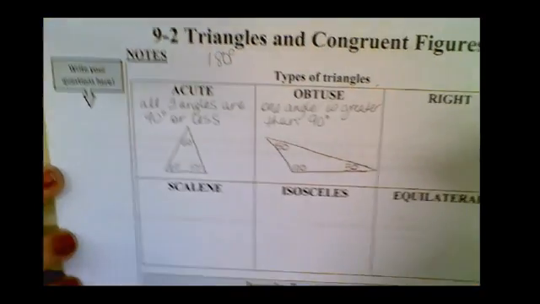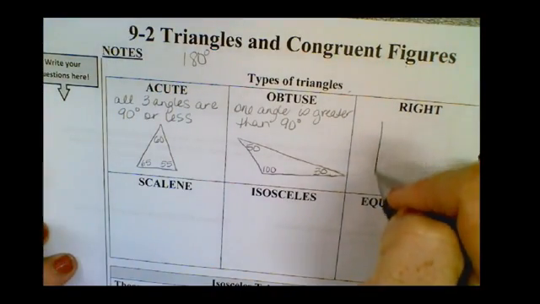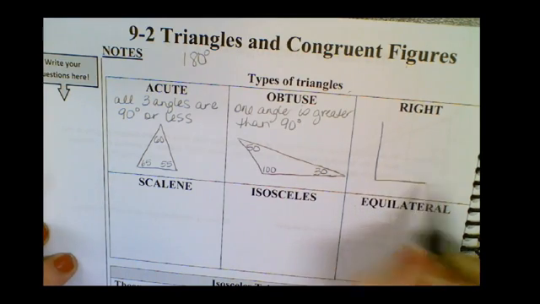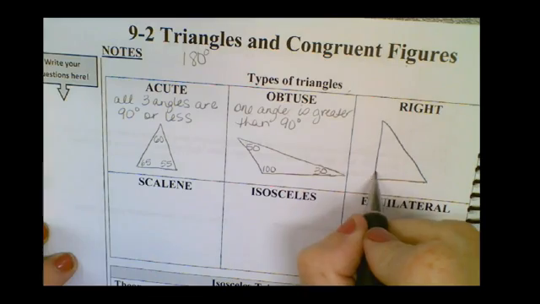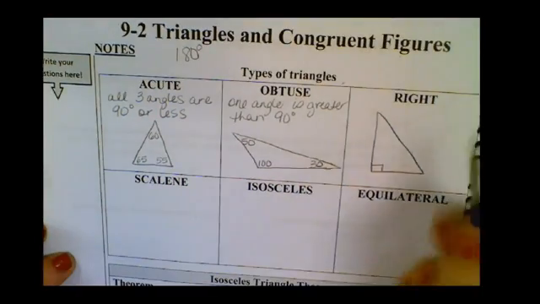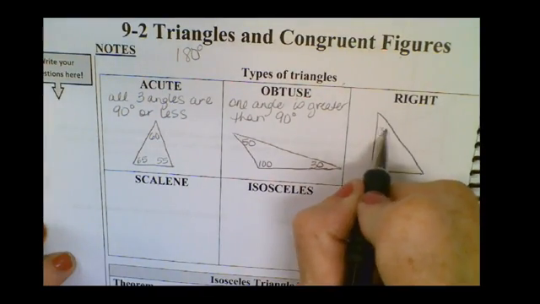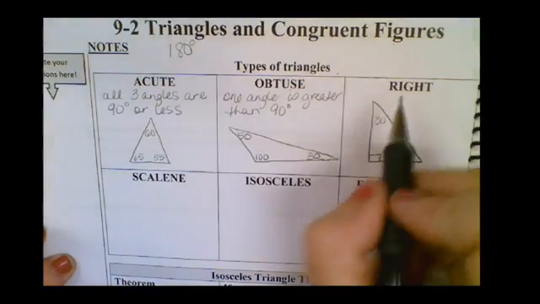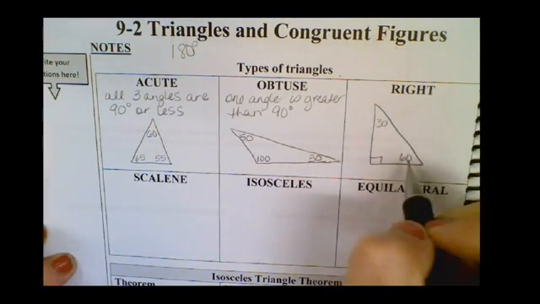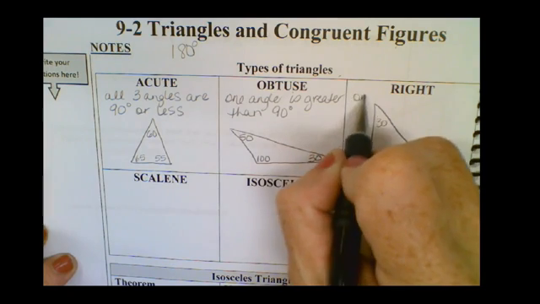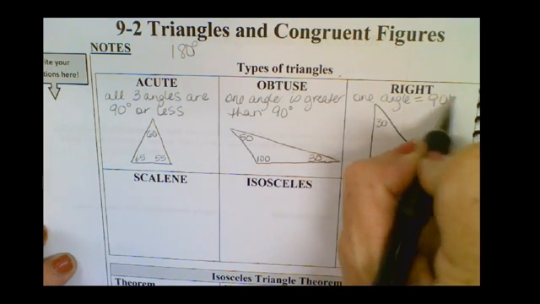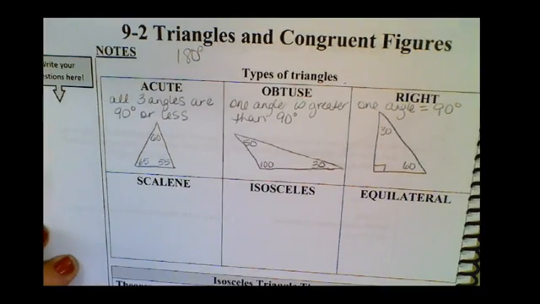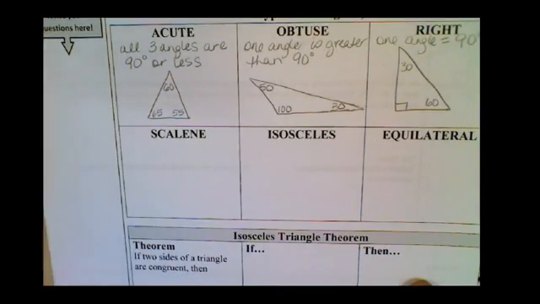Okay. Then a right triangle, of course, we know means that one of those angles has to be 90 degrees, and that's always shown by the little square. So this would be a 30, 60, 90 triangle. One angle equals 90 degrees. Okay? So there's some more specific types of triangles.